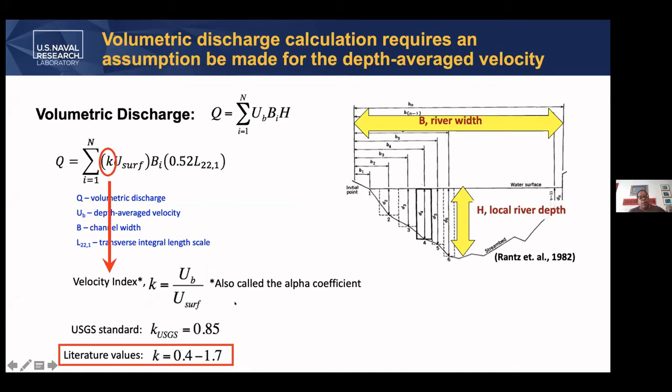And so I think most of you would agree with me, if we had a remote method of predicting the mean streamwise velocity profile, we probably wouldn't even bother with this velocity index method. We would just calculate the mean streamwise velocity profile and calculate the depth average velocity from that. So that's what I set out to do.